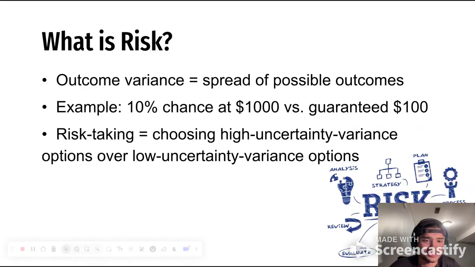So, what is risk? Risk basically means outcome variance, which is the spread of possible outcomes. The example we used in class was taking a 10% chance at winning $1,000 is riskier than just accepting $100 guaranteed, even though the expected value is the same. In decision making, risk taking means the choice of high outcome variance options over low outcome variance options, like in the case of taking a high outcome variance over a fixed one.